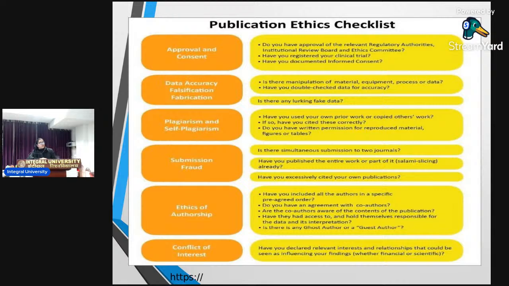So this is the publication ethics checklist that you always have to keep handy, okay? Whether you are a research scholar or whether you become a professor at a later stage of your lives, this ethics checklist has to be there. What does the checklist talk about? The first step is approval and consent.